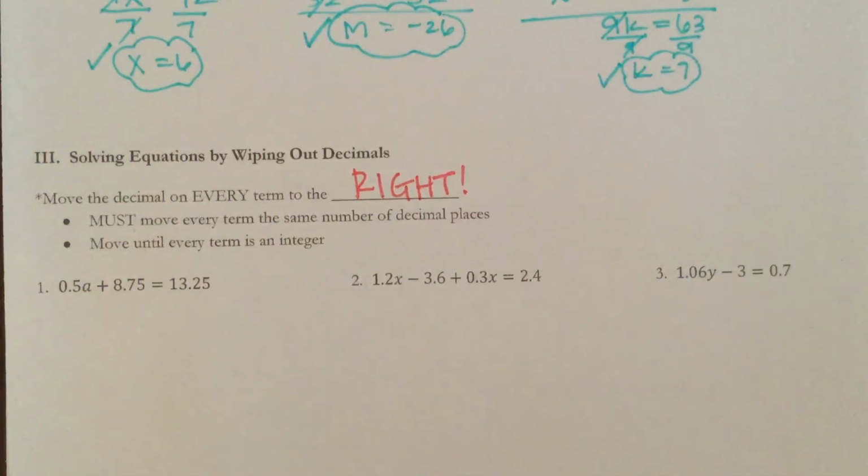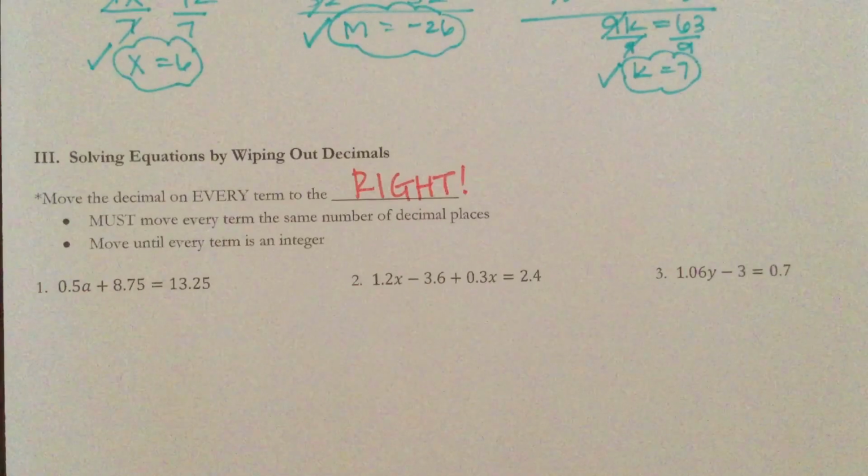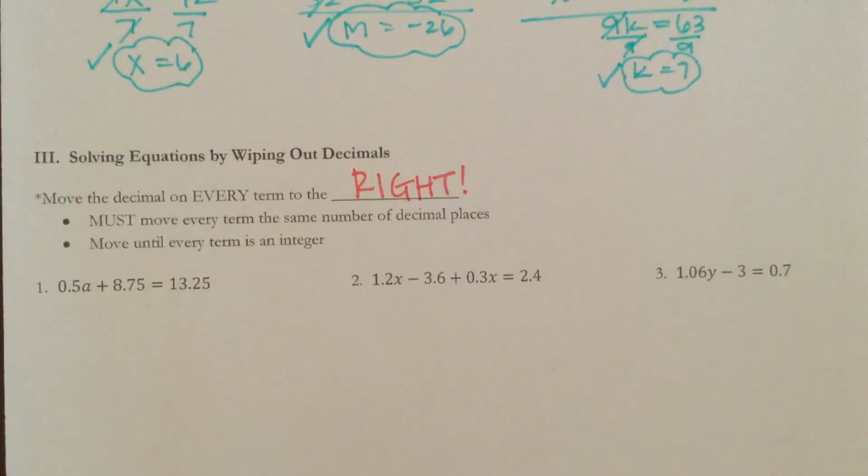A couple of rules. We must move every term the same number of decimal places, and we need to make sure we continue to move decimals until we have integer values. So when I take a look at this first term here, this decimal would need to be moved one place to make the number 0.5 become 5. This decimal would need to be moved 2 places in order to become an integer.